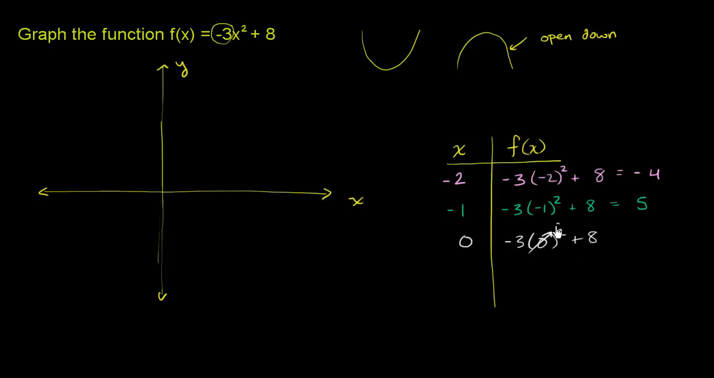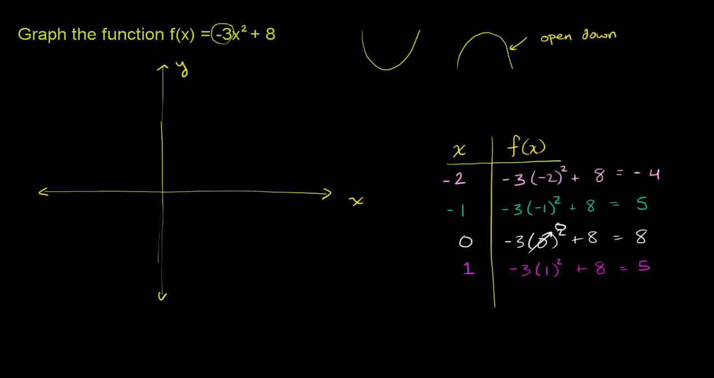Well, this just simplifies to 0, and so you're just left with 8. Now let's see what happens when x is equal to 1. What do we get for f of x? Well, it's going to be negative 3 times 1 squared plus 8. So 1 squared is just 1. Negative 3 plus 8 is equal to 5.